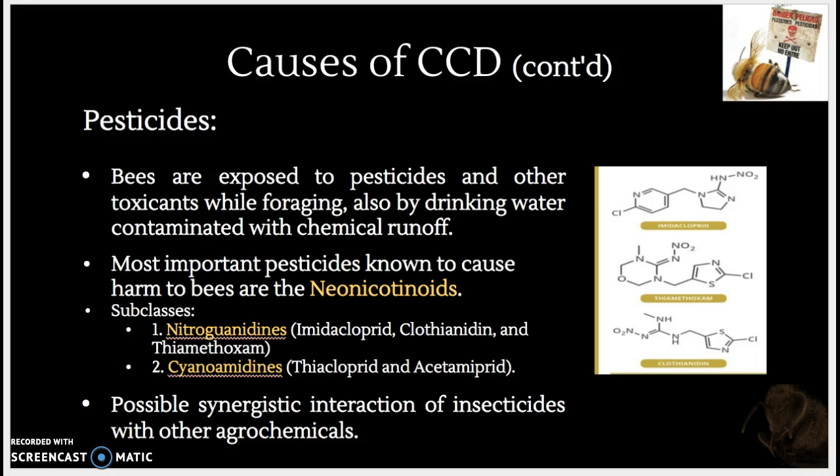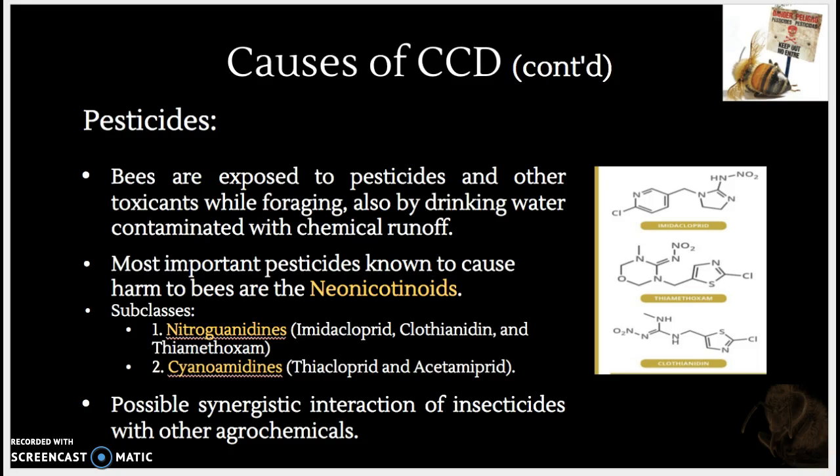Neonicotinoids are systemic insecticides known to cause harm to honeybees and suggested as a potential main cause for CCD. These toxicants accumulate and persist in soil for years. They are water-soluble and exist in treated plants from seed to harvest. There are two subclasses of neonicotinoids, nitroguanidines and cyanoamidines. Nitroguanidines are highly toxic and cause acute effects, while cyanoamidines cause a less acutely toxic effect.